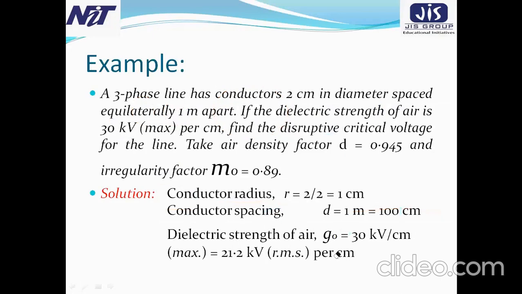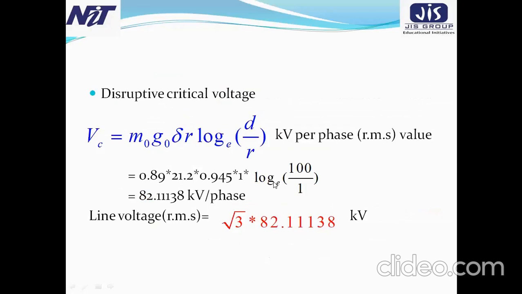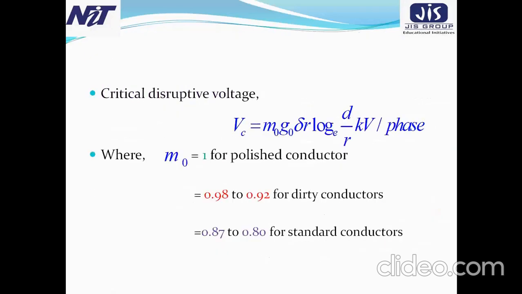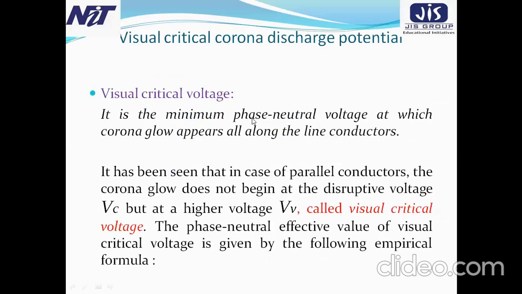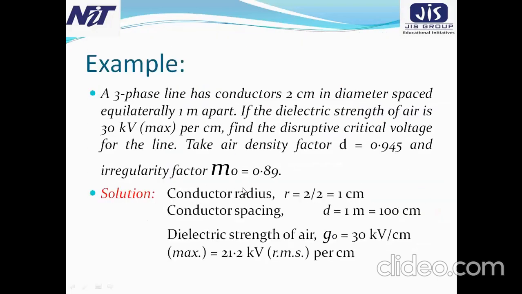So what is the difference between these two? Critical disruptive voltage, that was Vc, m0 g0 delta r log d by r, and visual critical voltage Vv, mv g0 delta r. The new additional part, 1 plus 0.3 by root over delta r, times log d by r, is coming for the visual critical voltage. And I discussed the other part.